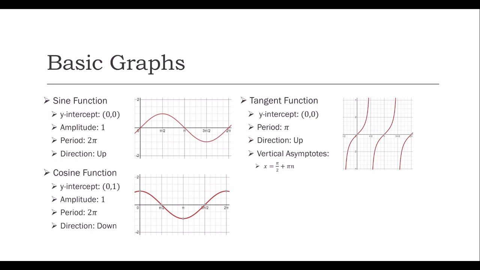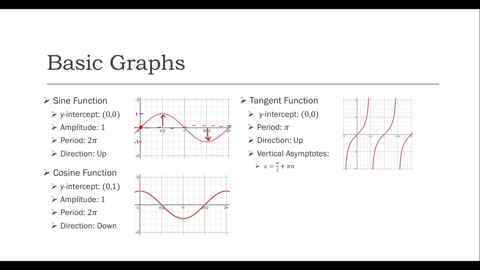So your sine function, your y-intercept is (0, 0). Your amplitude is 1. So your amplitude is the distance from your midline to the top and to the bottom. So that distance is 1. So right here that's 1.